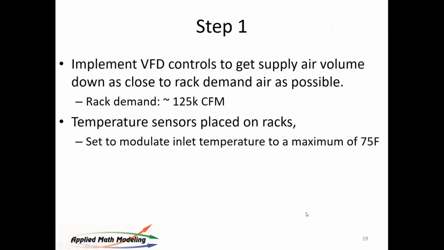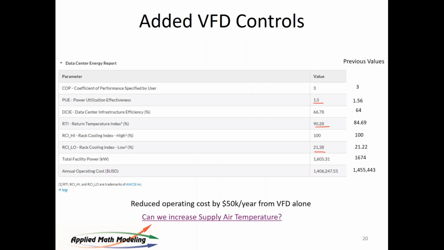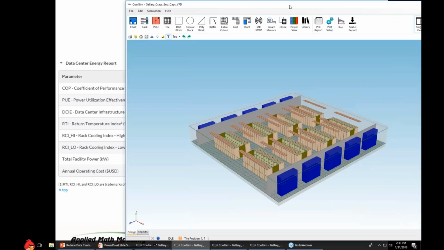The first step will be to get that volume down. We're going to assume, as I mentioned earlier, 125 per CFM for racks. We're going to put the temperature sensors on the rack as I showed you, and we're going to begin to run some models of that. So let me show you that model. I'm going to drag another one over. I have all these open. So here is that model.